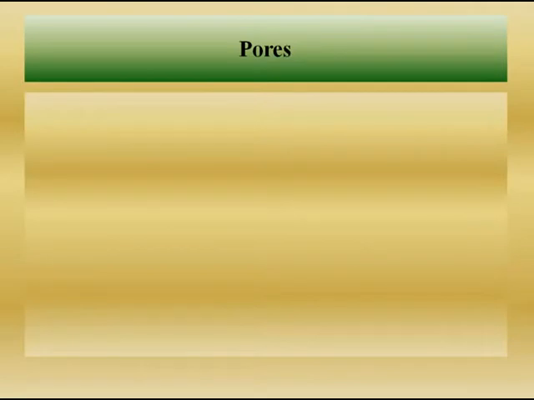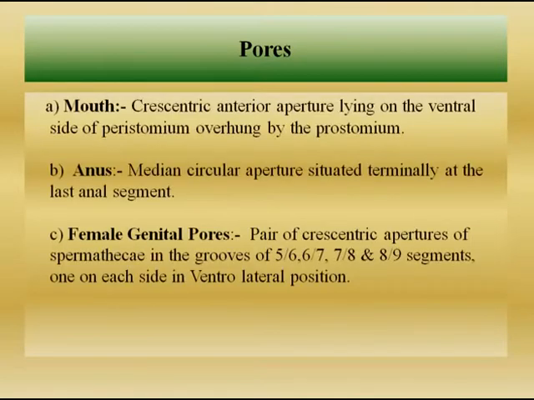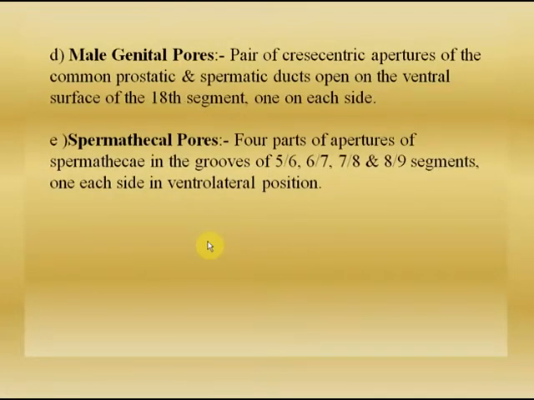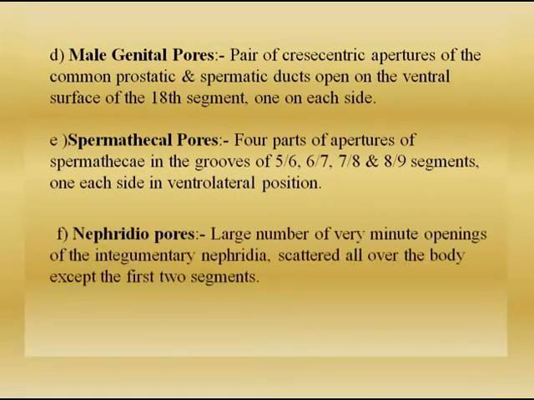Now, pores. So many pores are present in an earthworm's body. First of all, mouth. It bears peristomium and prostomium. Anus, which is present in the last segment and helps in excretion. Female genital pores. Male genital pore is the aperture of prostatic and spermatic ducts and is present on the 18th segment. Spermathecal pores. They are 4 pairs of ventrolateral pores that lie in the intersegmental grooves of 5 by 6, 6 by 7, 7 by 8 and 8 by 9, and each leads into a spermatheca.